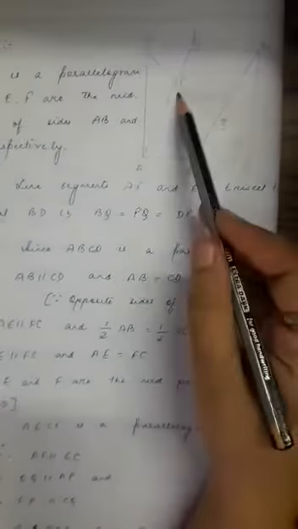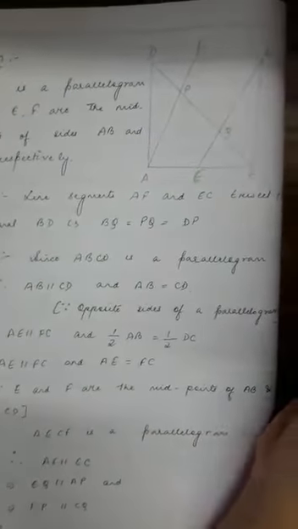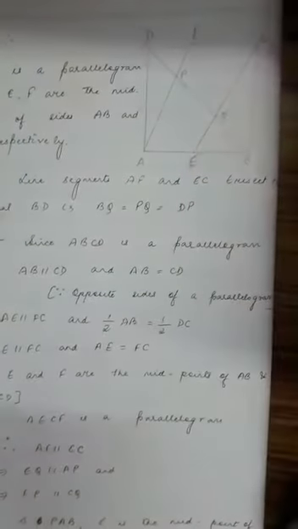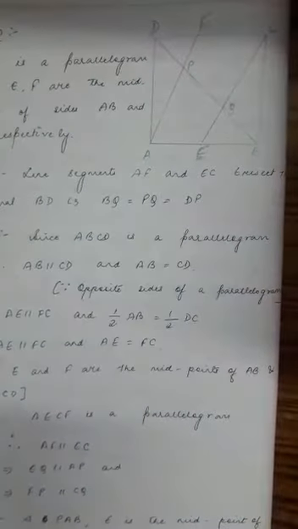Okay. Then AF is parallel to EC, which implies EQ is parallel to AP and FP is parallel to CQ. Now from the triangle PAB, E is the midpoint of AB and EQ is parallel to AP. Therefore, Q is the midpoint of the line BP by the converse of the midpoint theorem. Therefore, we can say that BQ is equal to QP. Let us consider this to be equation number 1.